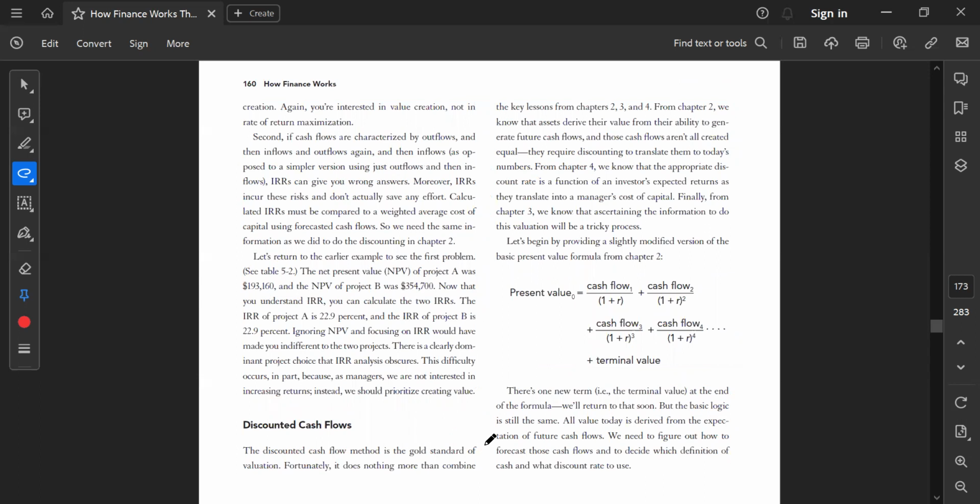Second, if cash flows are characterized by outflows, then inflows, and outflows again, and then inflows, as opposed to a simpler version of using just outflows and then inflows, IRRs can give you wrong answers. Moreover, IRRs incur this risk and don't actually save any effort. Calculated IRRs must be compared to a weighted average cost of capital using forecasted cash flows. So we need this information as we did for discounting in chapter 2.